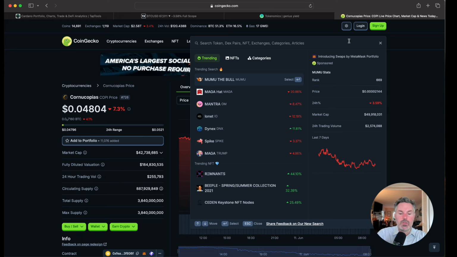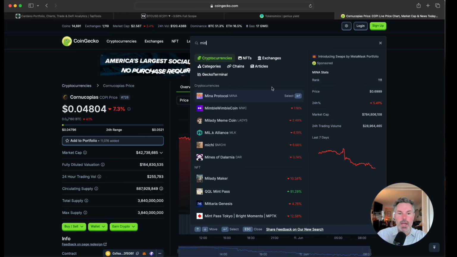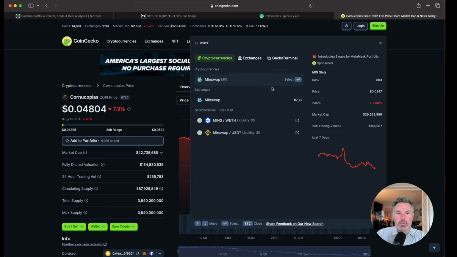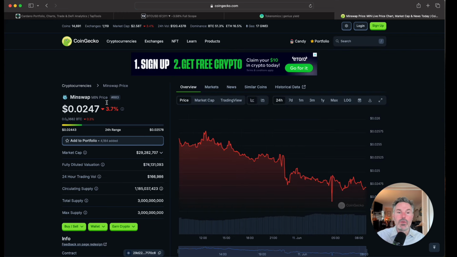If their market cap is growing and you're in position in this project, well, that's a no-brainer. Let's look at something like MinSwap. It's another powerful DEX on the Cardano ecosystem. Are they ranked? Let's see. 883, way down on the list. Just like Genius Yield, just like Copy, there was a time where it didn't really understand how to calculate its market cap or circulating supply because the data wasn't there. MinSwap, Cornucopias, they've been around for 2 years.